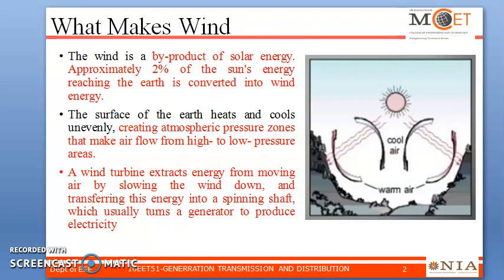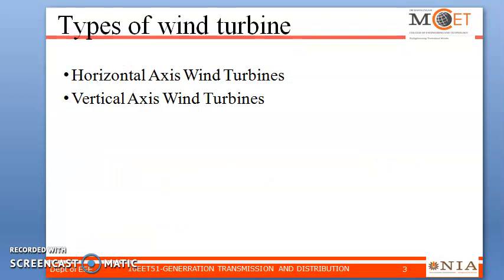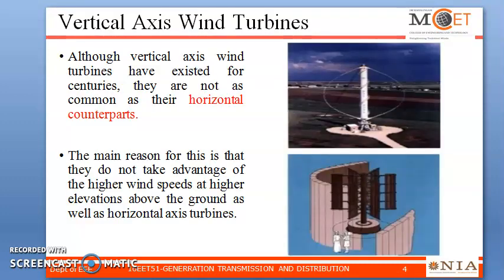There are two types of wind turbines available in our country: one is horizontal, another one is vertical. The vertical is a failure model, and the horizontal is the latest model in use. First of all, we are going to see the vertical axis model. This is the vertical axis wind turbine.